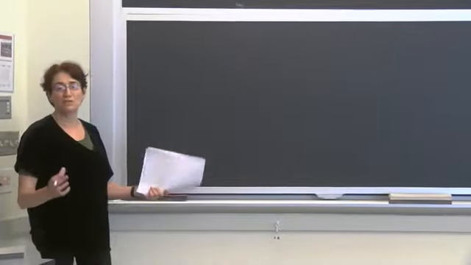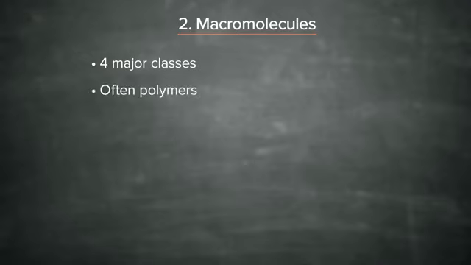Macro means big, and macromolecules just mean big molecules, which are found prevalently in cells. There are 4 major classes of macromolecules in cells that we will go through. They are the lipids, the carbohydrates, the nucleic acids, and the proteins, and we'll go through each of the classes now. They are often polymers.